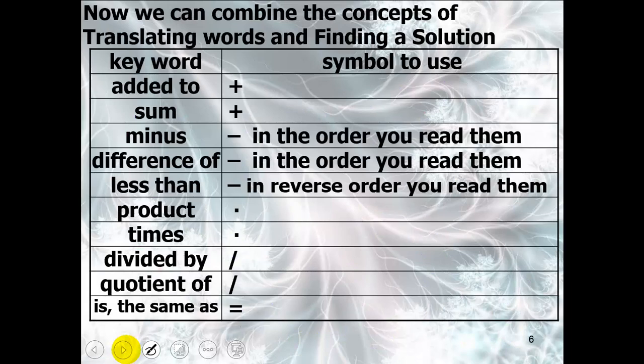Now we're going to combine what we learned yesterday about translating words and finding solutions. So today when we translate words, we're probably going to be making equations. Just a review, and I added a couple more keywords. Added to means you add. These we talked about yesterday. I just put this in here to help you. And whenever you see the phrase is, or the same as, that always means insert an equal sign.